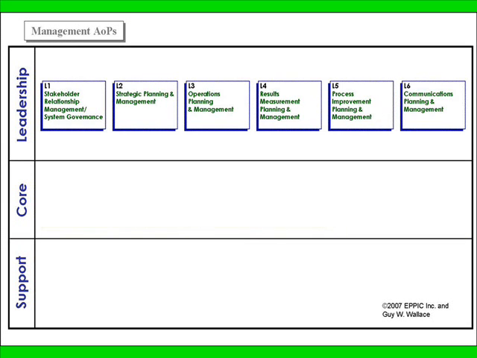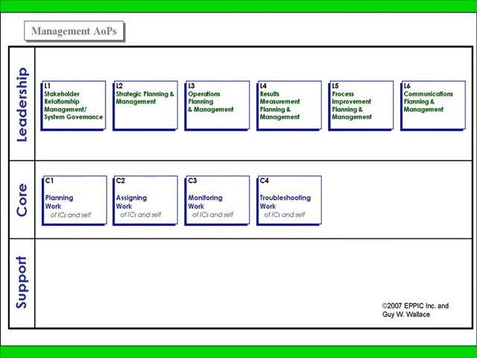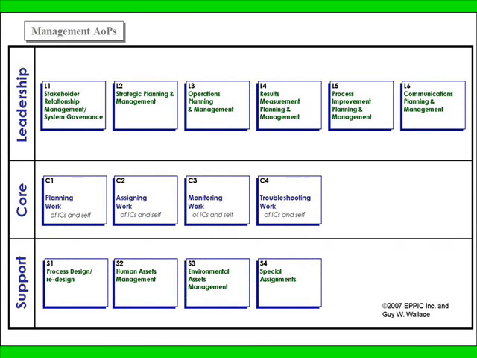The management areas of performance framework: leadership, core, and support. There are 6 leadership processes. There are 4 core processes. And there are 4 support processes. Starting with the core processes: planning work, assigning work, monitoring work, and troubleshooting work.